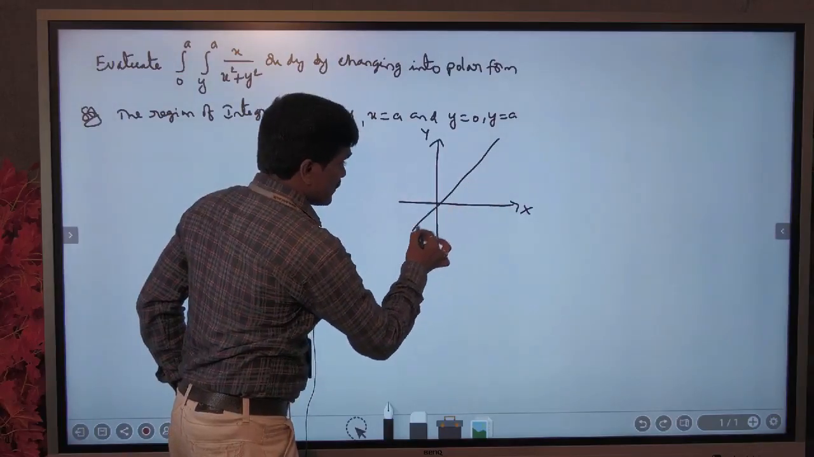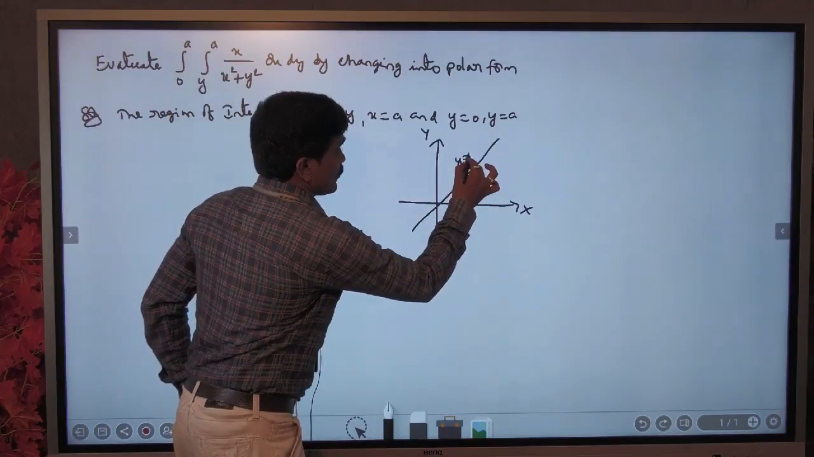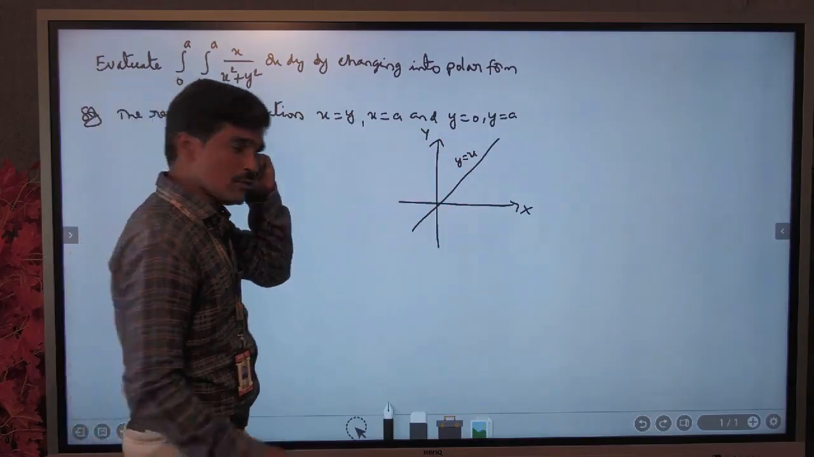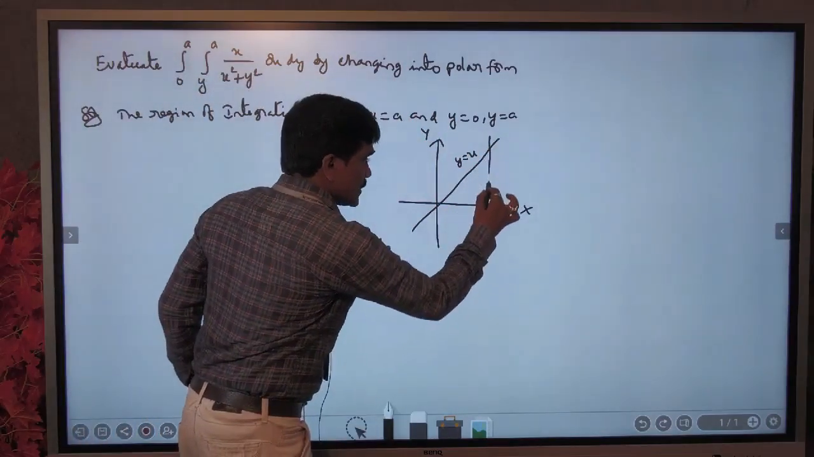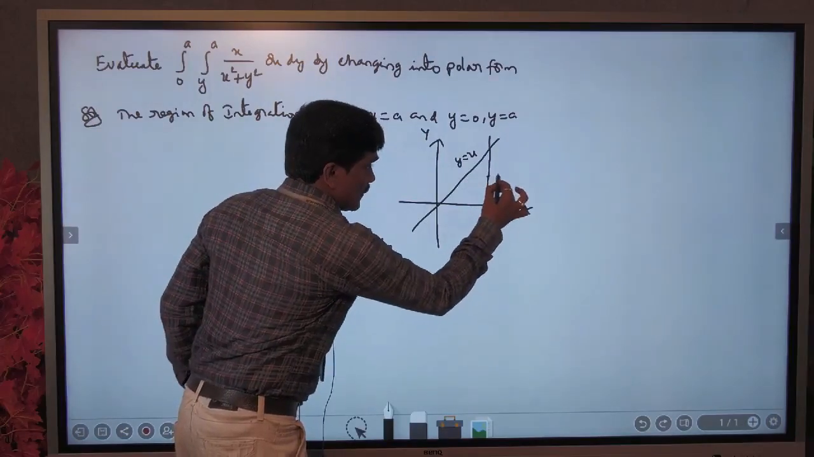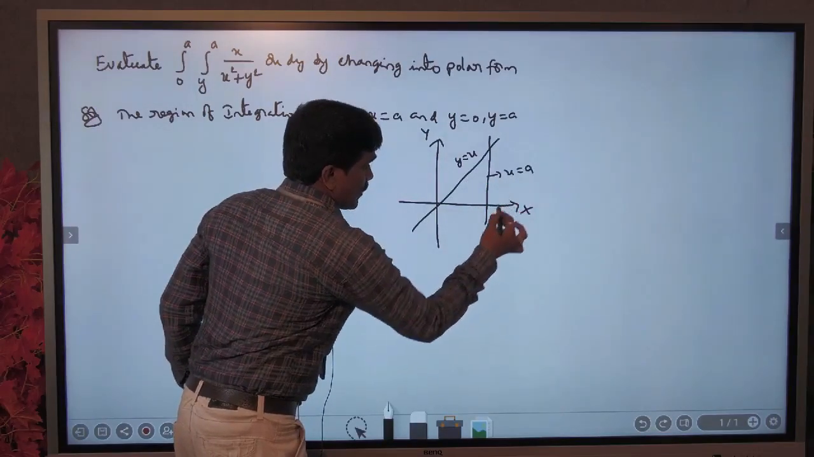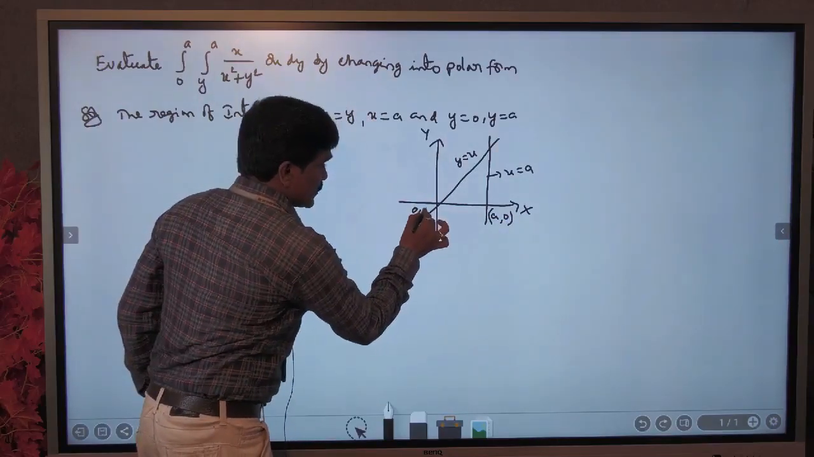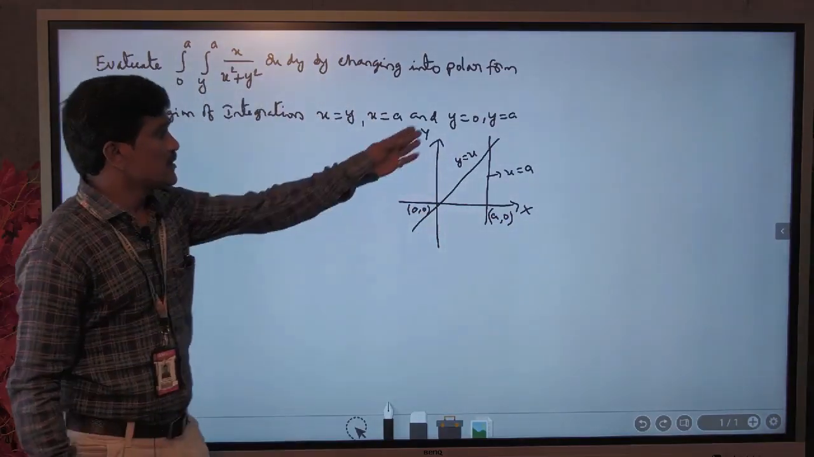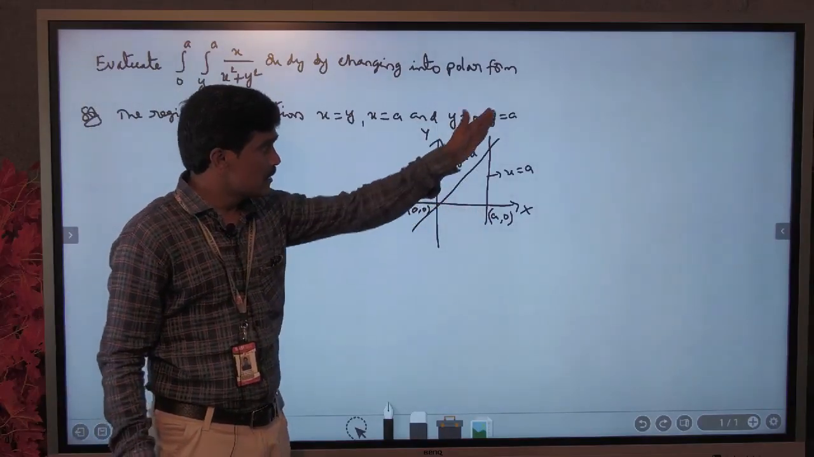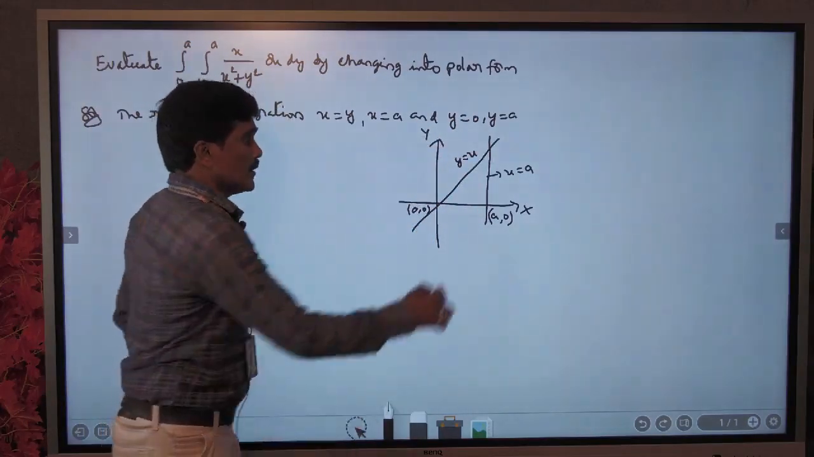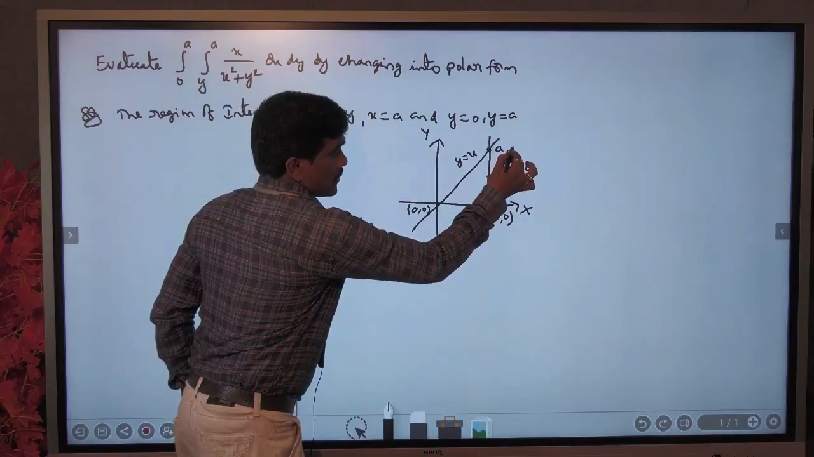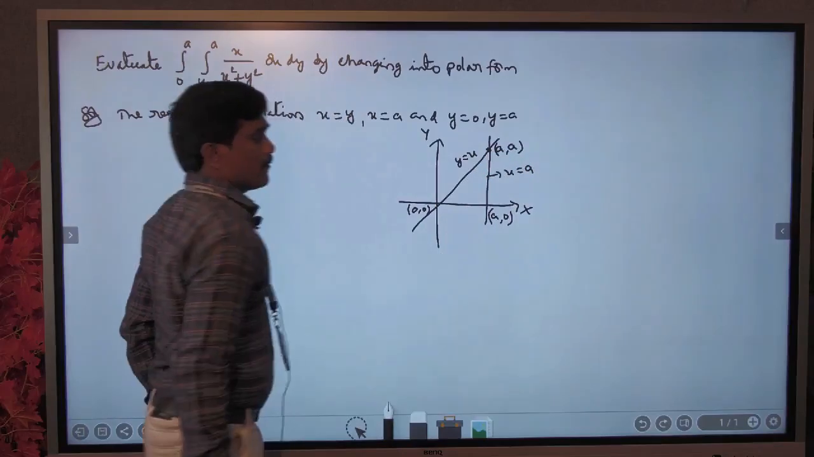So this is a line equation, y is equal to x, and x is equal to a means parallel to the y axis. So this is the line x is equal to a right here. Now the point here is a comma 0, and here the point is 0 comma 0, and y is equal to 0 is the x axis, and y is equal to a. Now here the point of intersection of these two lines is a comma a, right.